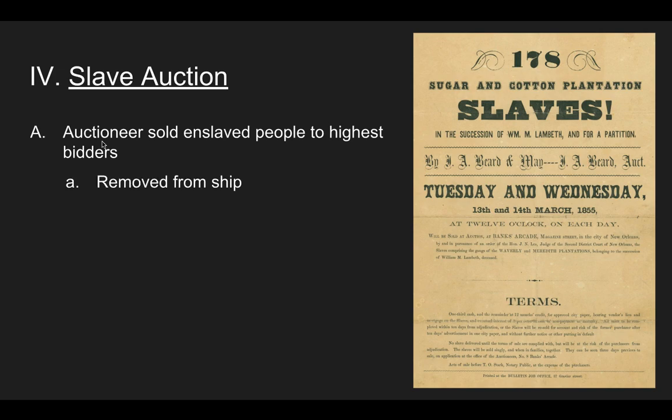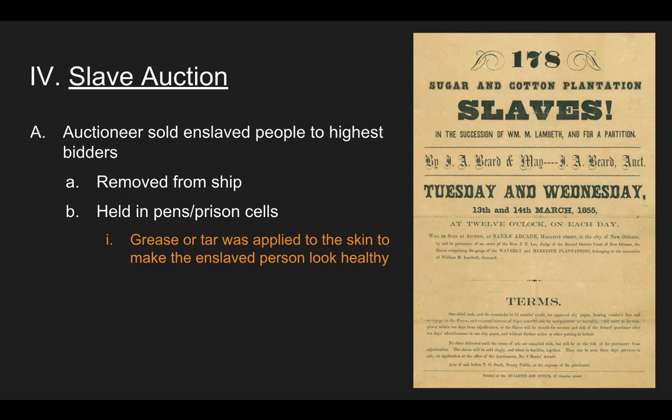Lowercase a, this is the process. Enslaved people were removed from the ship after crossing the Middle Passage. They were generally held in prisons or pens, awaiting the auction. This you do not need to take notes on, that's why it's in orange. But usually grease or tar was applied to the skin to make the enslaved person look healthy.